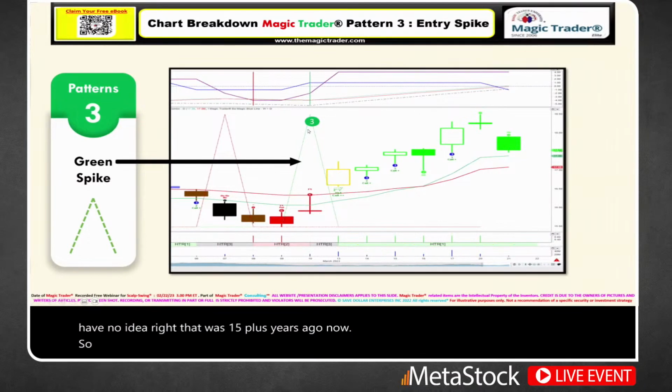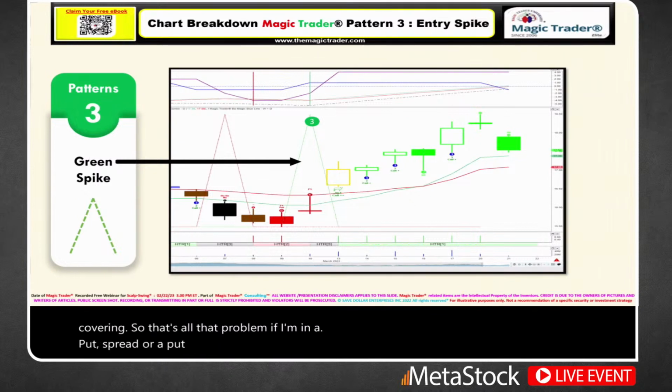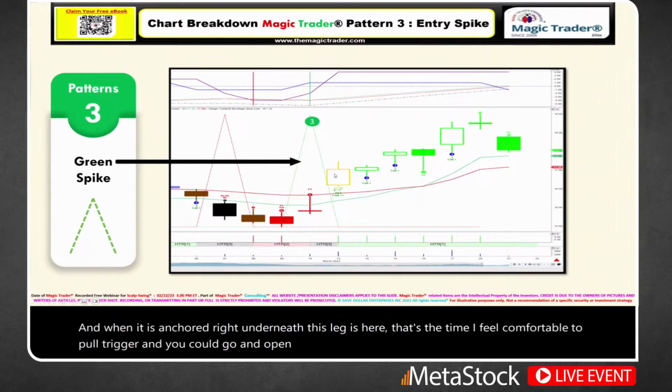So I see this forming halfway, and I am getting out. That's my exit from a short cover, or I do short covering. So that solves all that problem. If I'm in a put spread or a put option, I'm taking my profit. That's how I use them. And when it is anchored, right underneath this leg is here, that's the time I feel comfortable to pull the trigger. And you could go in at the open or the close, it doesn't matter, because it's about these two magic lines.